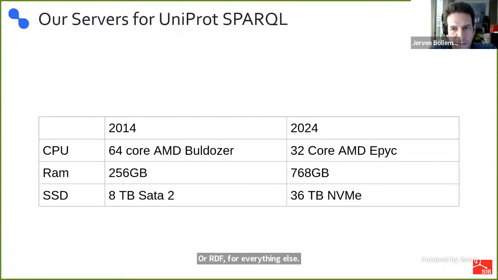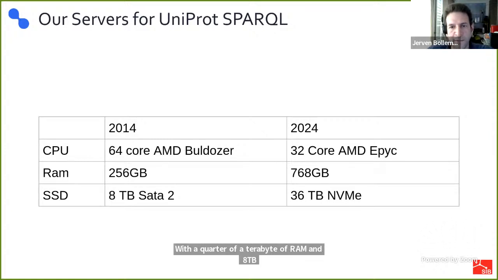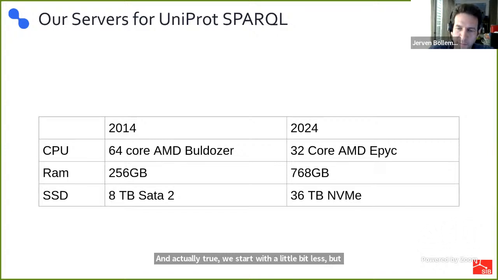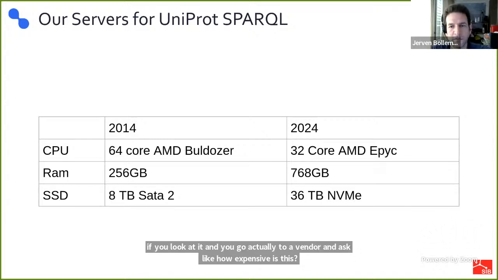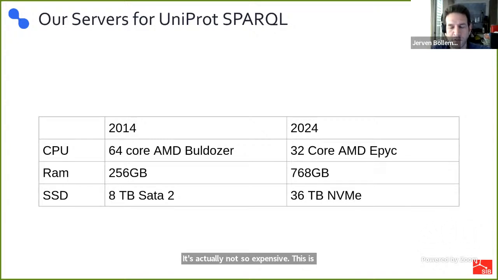So what kind of service do you need to host UniProt SPARQL with thousands of users a day? Well, in 2014, when we went live, we had 64-core AMD Bulldozer machines with a quarter terabyte of RAM and 8 terabytes of SATA 2. It's not actually true. We started with a little bit less, but later on we put bigger disks in. A decade later, we bought new machines, with fewer cores, more RAM, and much more disk space. And if you go to a vendor and ask how expensive this is, well, it's actually not so expensive. This is doable for a small research group.